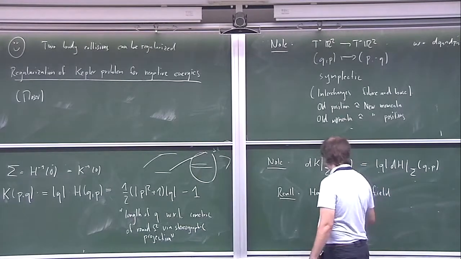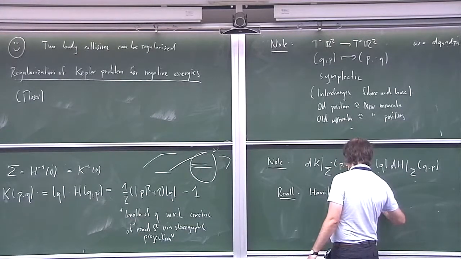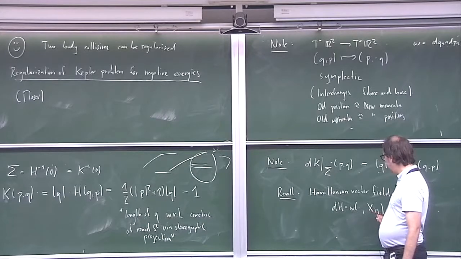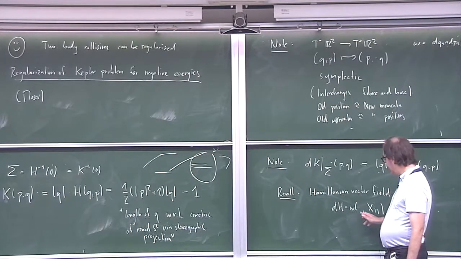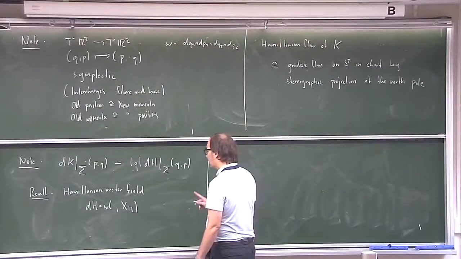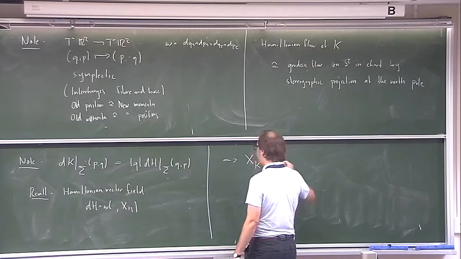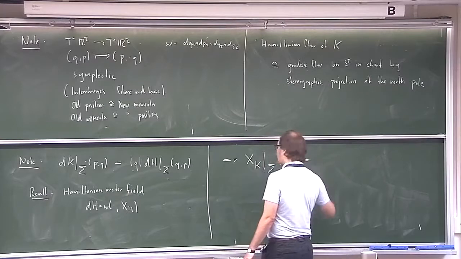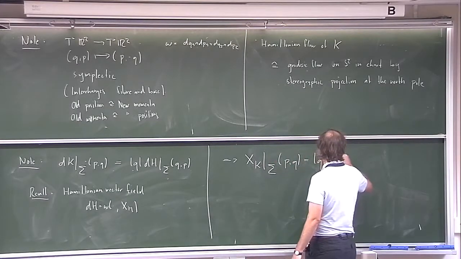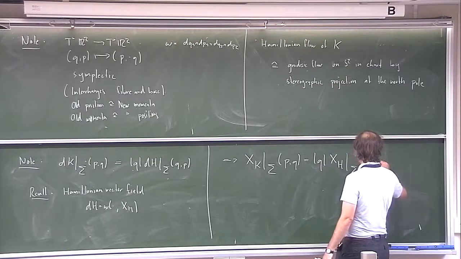Recall that the Hamiltonian vector field is implicitly defined by the equation dH equals omega. You plug in the vector field in the second component, and because of the non-degeneracy of omega, this vector field is uniquely determined by this. So we get the same relation for the Hamiltonian vector field: X_K restricted to sigma equals Q times X_H restricted to sigma.